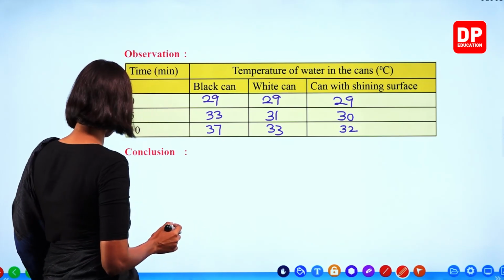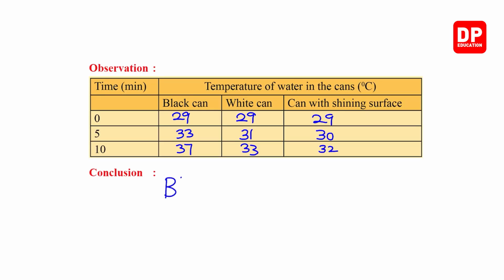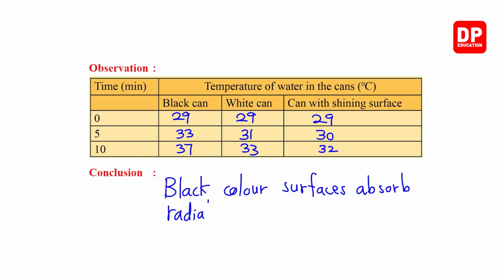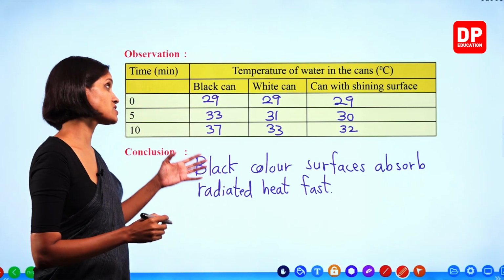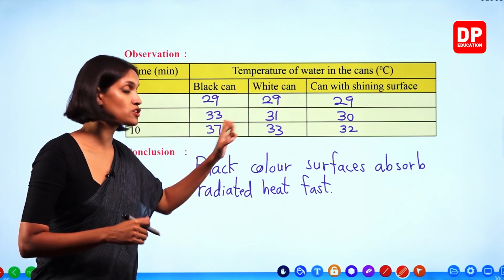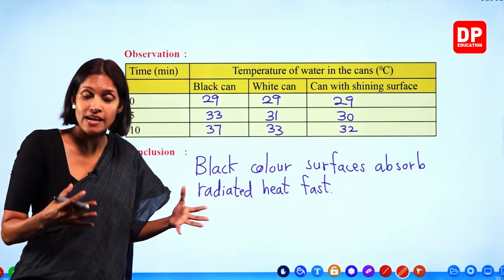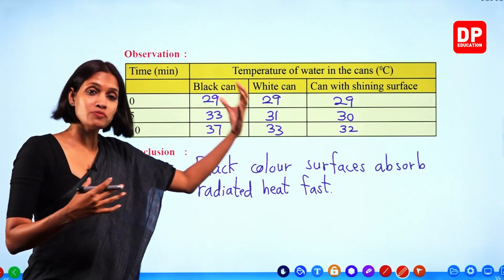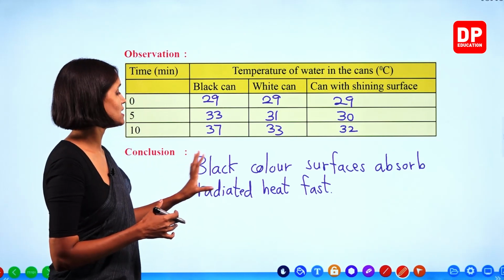Okay, so we'll write the conclusion. After doing this activity, it's very clear that black color surfaces absorb radiated heat fast. Radiated heat, because these three tin cans got heated up because of the sunlight, the sun's heat. It comes to the earth as radiation. Okay, so radiated heat fast.